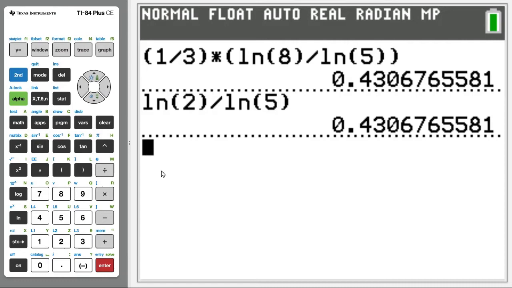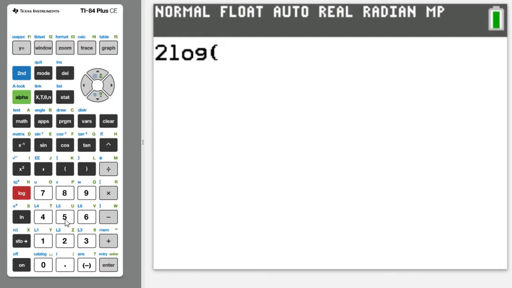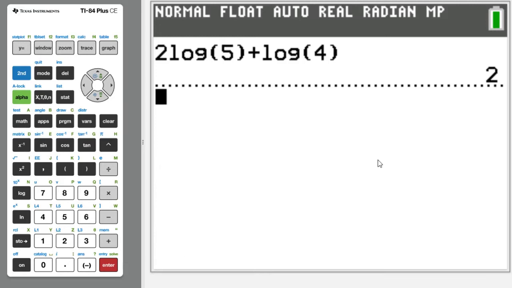Now if it was a machine, look at how much it's going to take us for the process. 2 times log base 10 of 5 plus log base 10 of 4, and the answer is 2. This is for a calculator that is strong enough to do it all in one command.